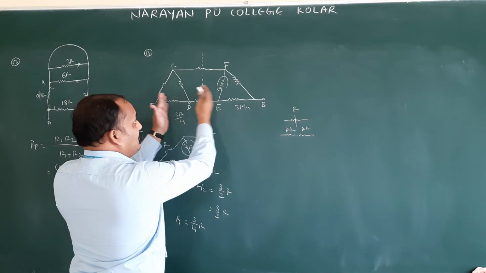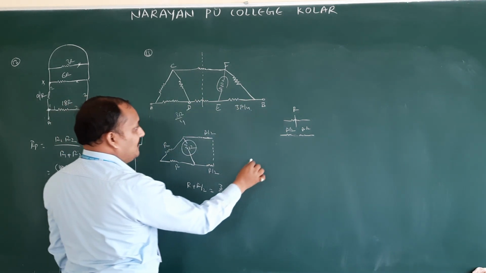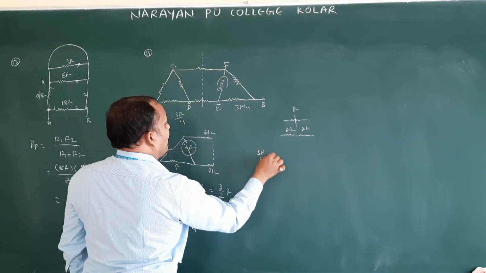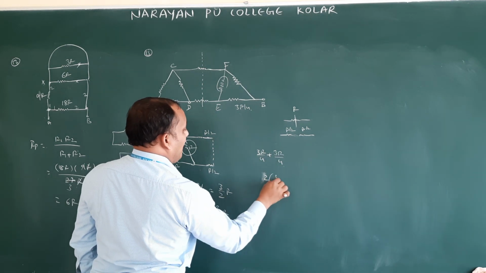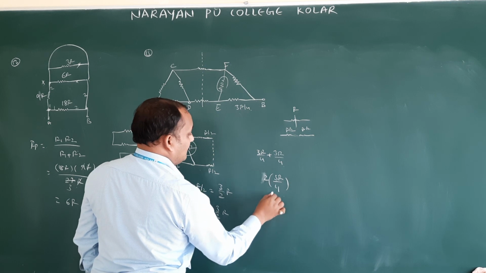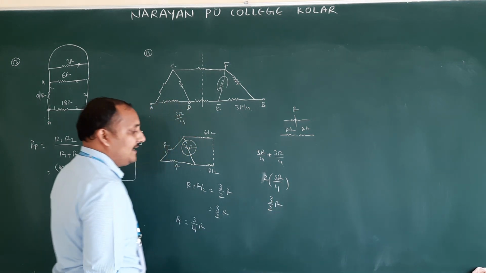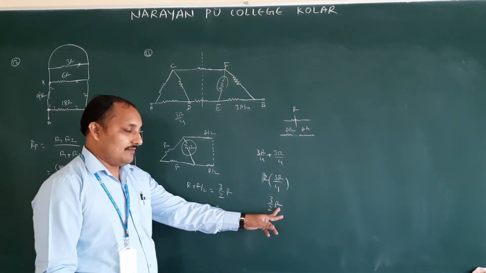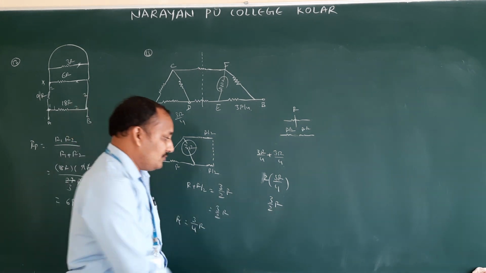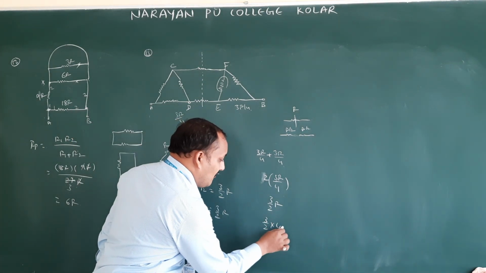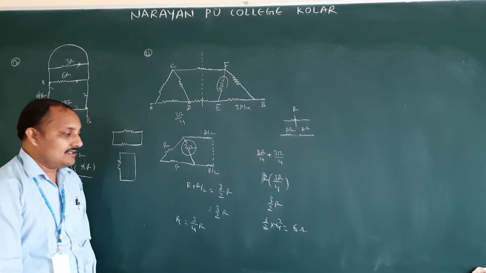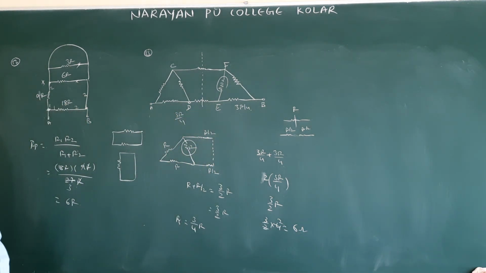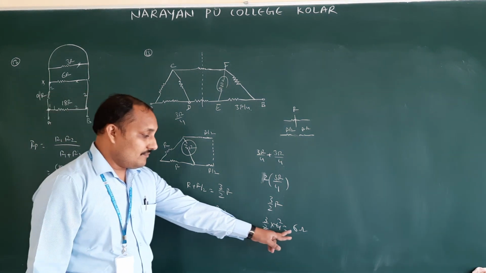If you add these, because these two are connected in series, 3R by 4 plus 3R by 4, so 2 times 3R by 4, that is nothing but 3 by 2 R. What is the R value there? The R value is 4 ohms. So 3 by 2 into 4 is nothing but 6 ohms. So this is one way. You got the answer: 6 ohms.